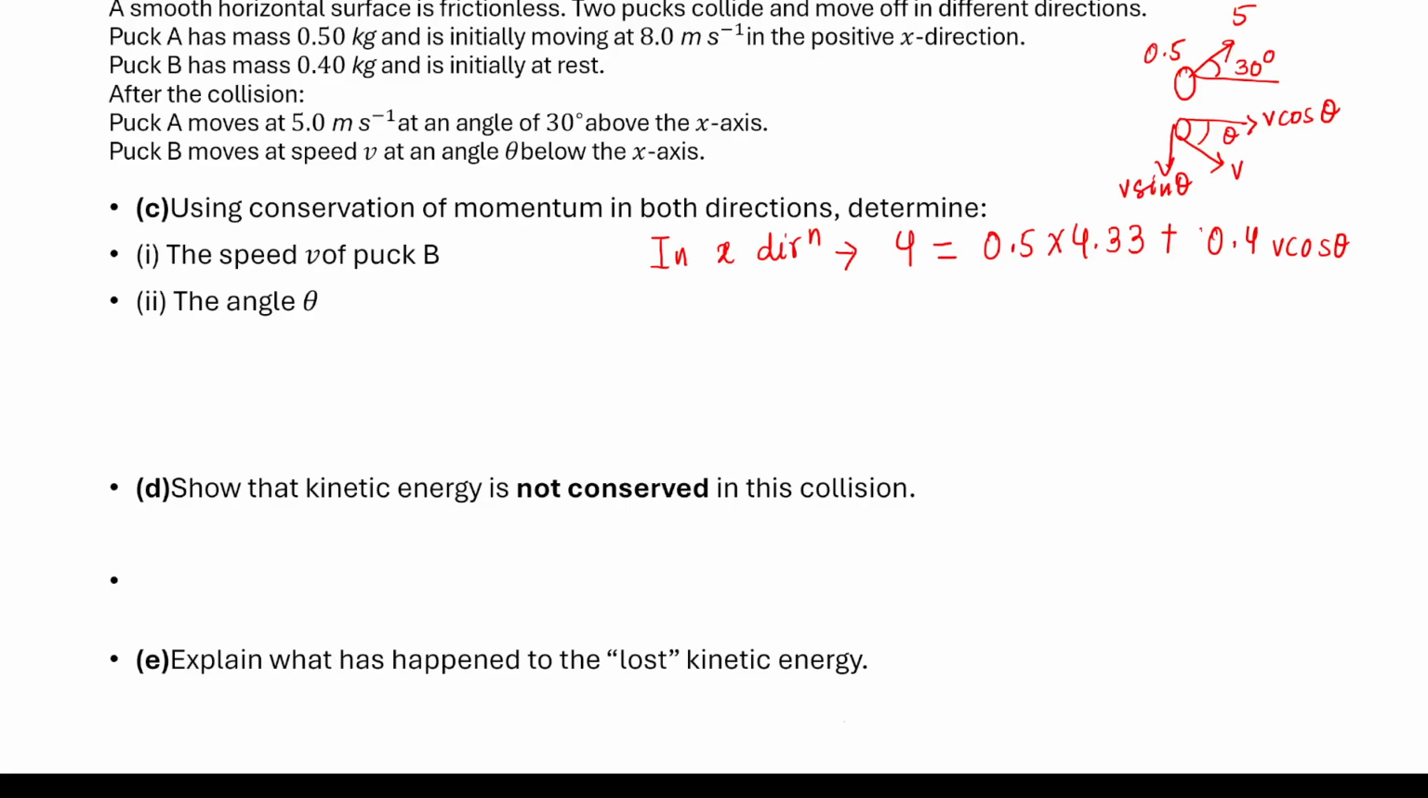This is going to be a lot of algebra here. But if you're doing AQA, you don't need to do the 2 dimensions thing. So that's good news. But it is required for Edexcel definitely.